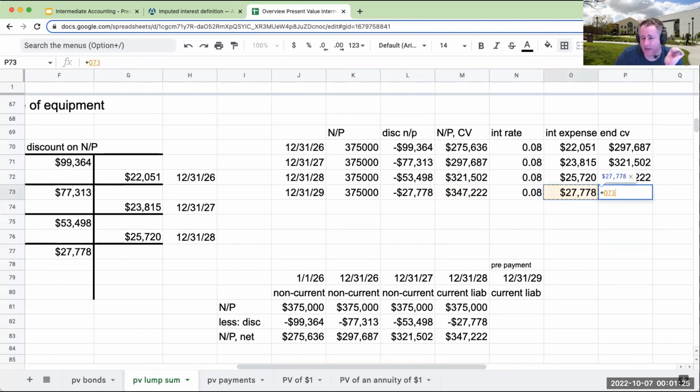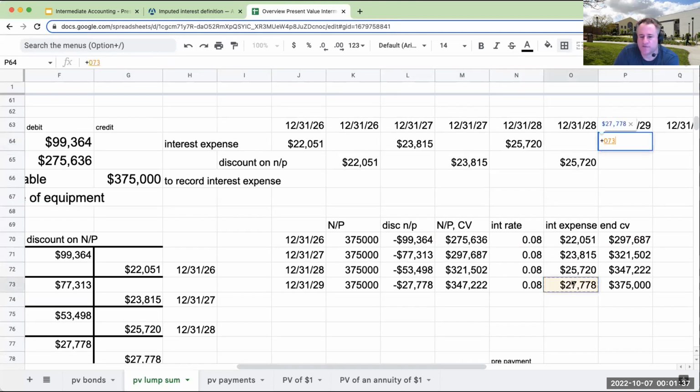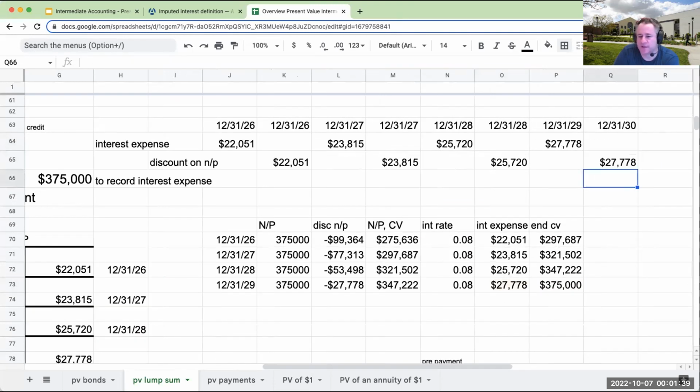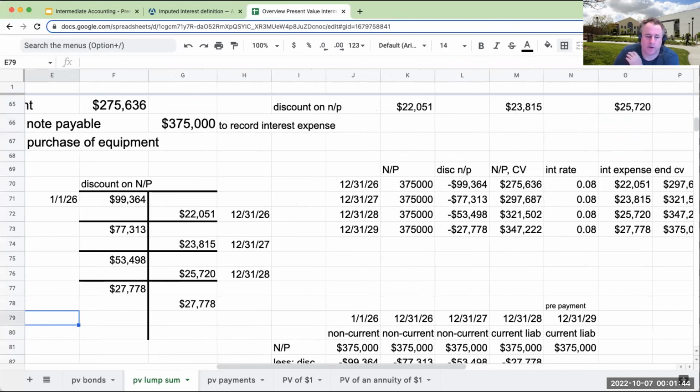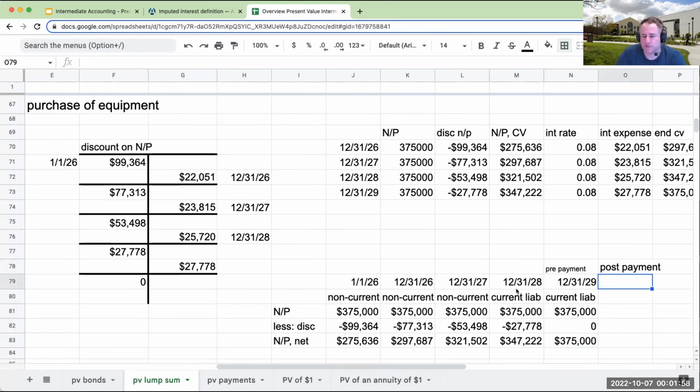My ending carrying value is 375. Okay, so over here, I'm amortizing this by the 27,778. This 27,778 is going to be the amount of the interest expense I'm going to go ahead and recognize. And so now my discount on notes payable after I amortize the interest is going to be 0. Okay, so right over here, this is 0. So 375. So post payment, what is this going to look like?